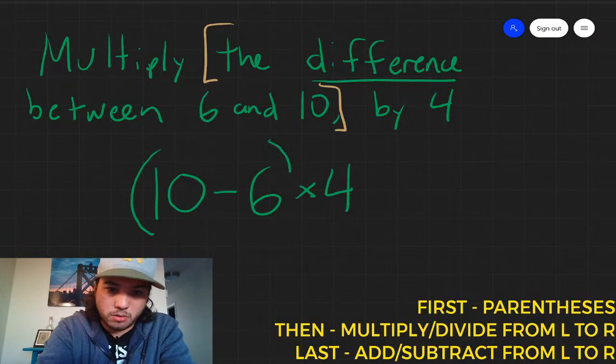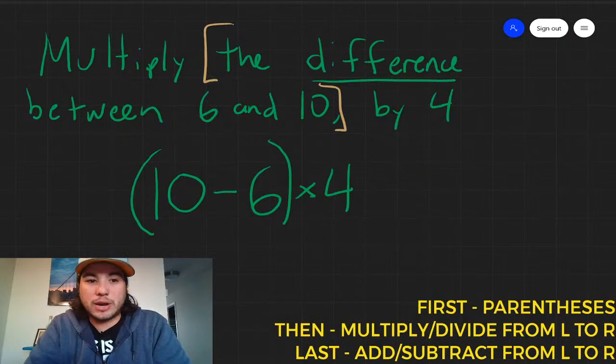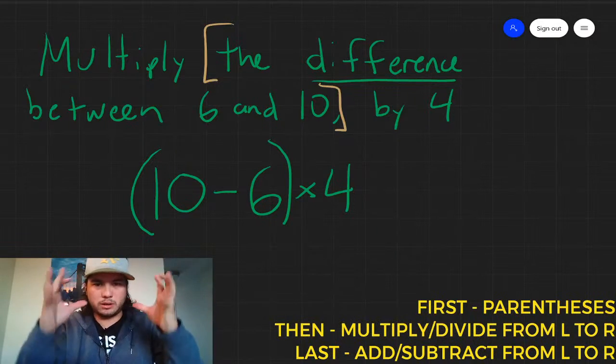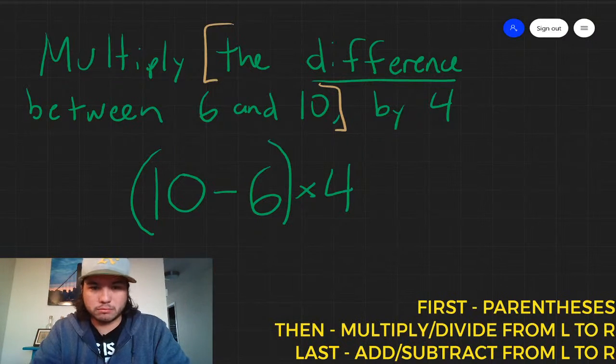And I see almost everybody putting our subtraction in the parentheses. Because, yeah, we absolutely need to know what the difference is between 6 and 10 before we multiply. That's clear from the sentence, right? It doesn't say multiply 6 by 4 and then find the difference between that and 10, right? It clearly says multiply the difference between 6 and 10, that's one term, that's one chunk, by 4. So here we've got 10 minus 6 times 4.